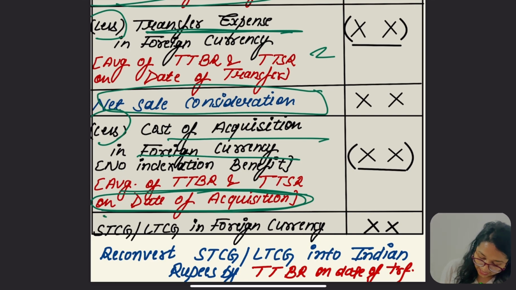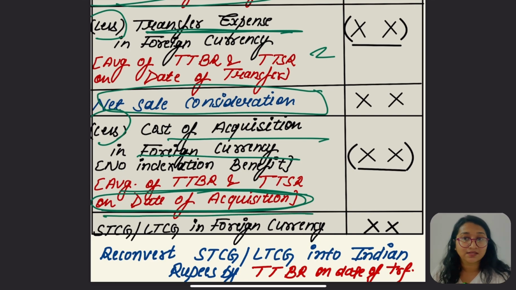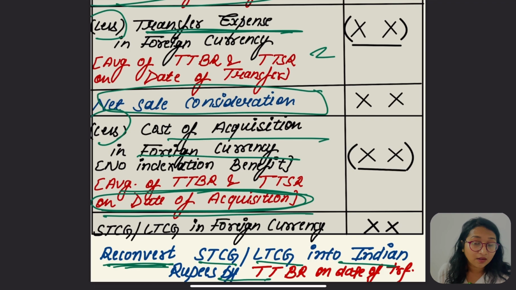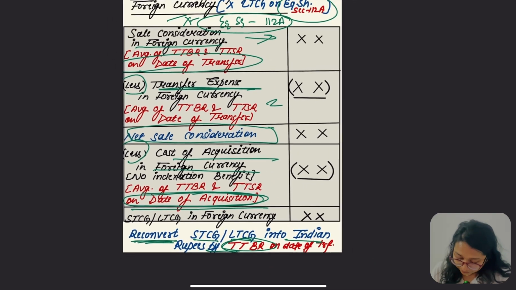So we'll get STCG or LTCG in foreign currency, and at last we have to reconvert this STCG and LTCG into Indian rupees by TTBR on the date of transfer. Again, only TTBR, only TTBR. We're not going to take TTSR in this case. Let me say it again.